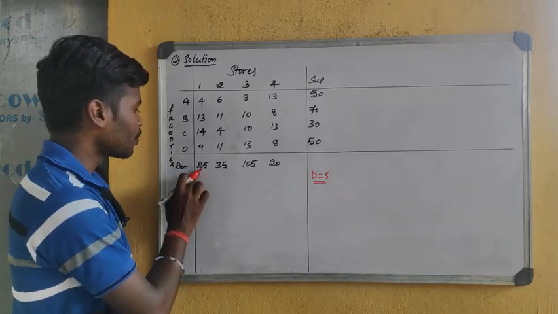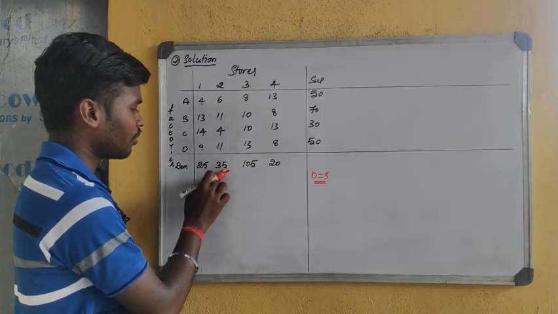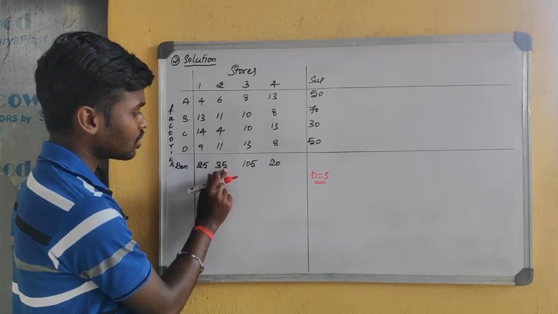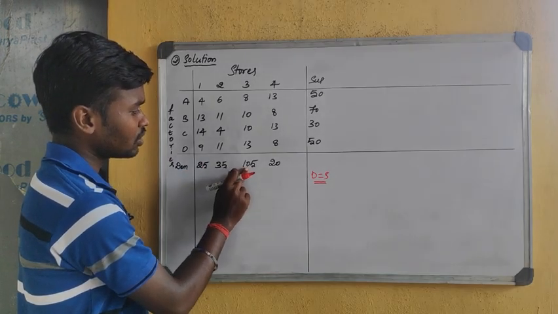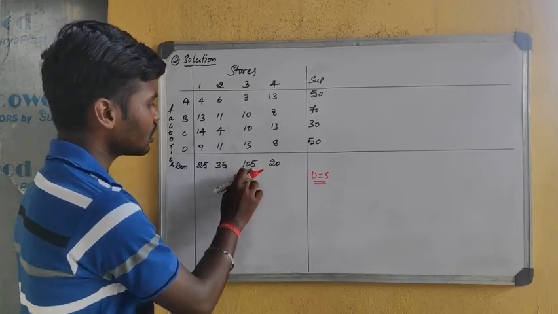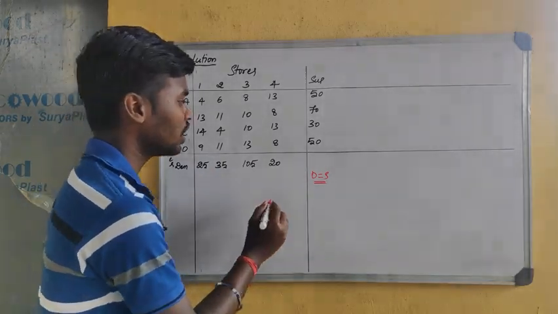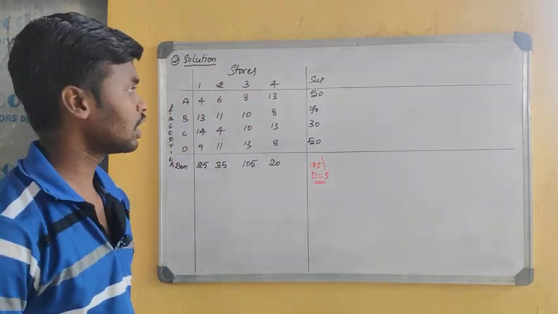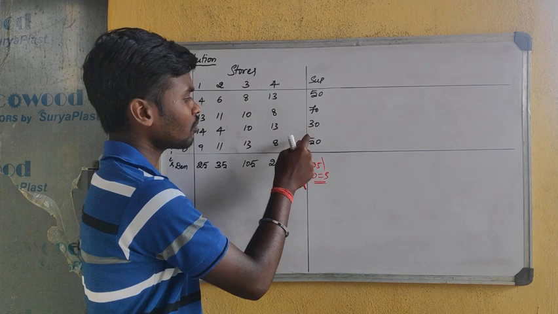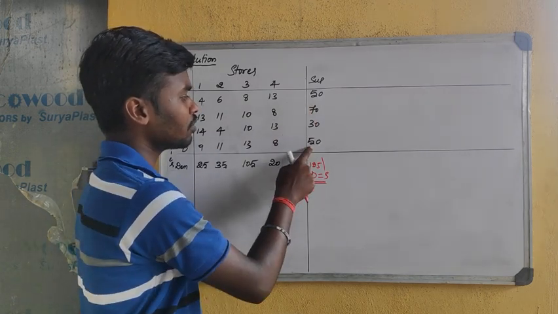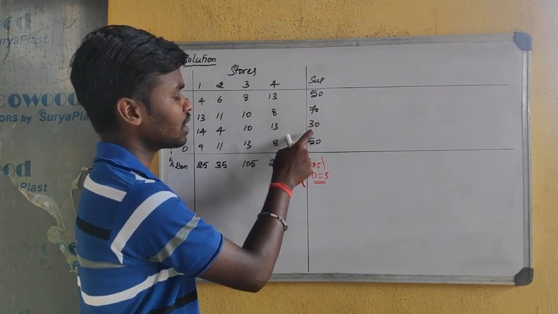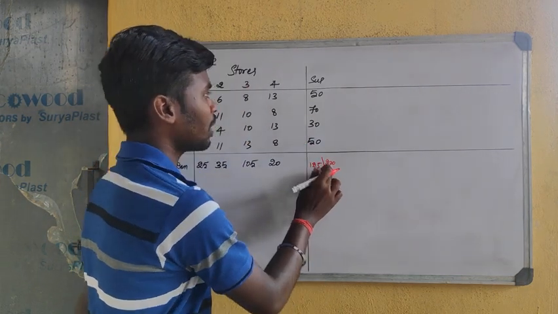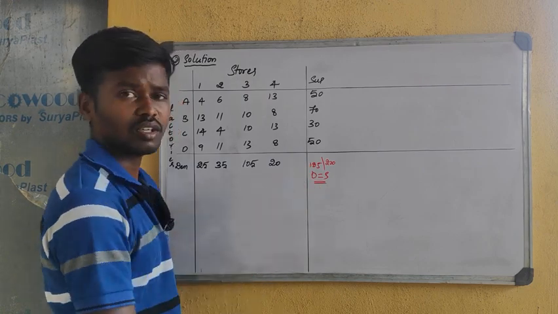Okay, so 25 plus 35, 30, 50 and 60. Next, 60 plus 105, 165. Next, 165 plus 20, 185. So demand is 185. Similarly, for the supply: 50 plus 50, 100, 100 plus 70, 170, 170 plus 30, 200. So supply is 200 and demand is 185.